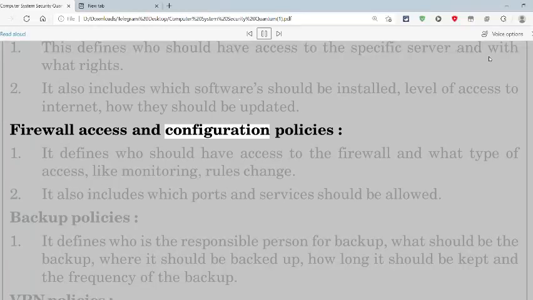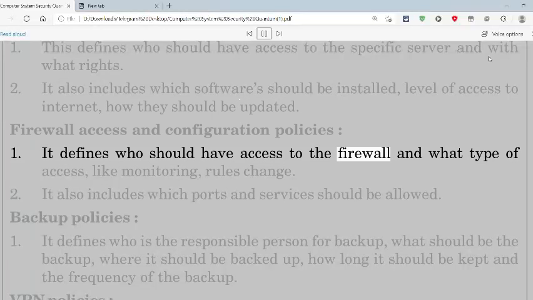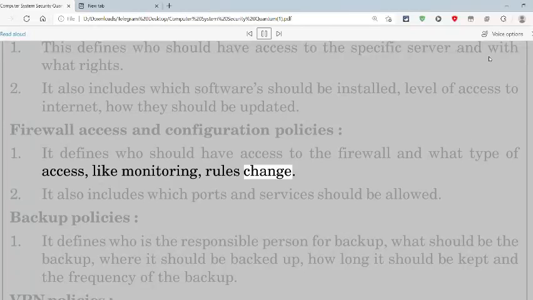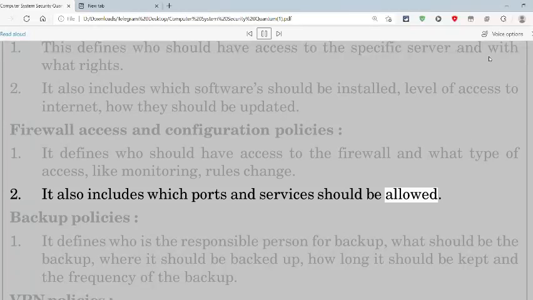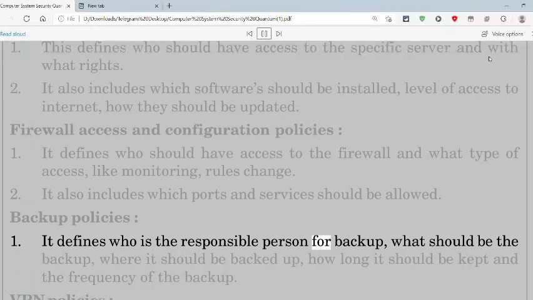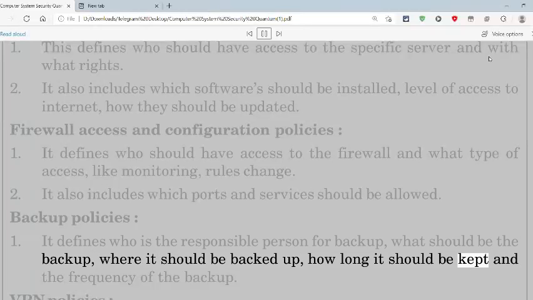Firewall access and configuration policies. 1. It defines who should have access to the firewall and what type of access, like monitoring, rules change. 2. It also includes which ports and services should be allowed. Backup policies. 1. It defines who is the responsible person for backup, what should be the backup, where it should be backed up, how long it should be kept, and the frequency of the backup.